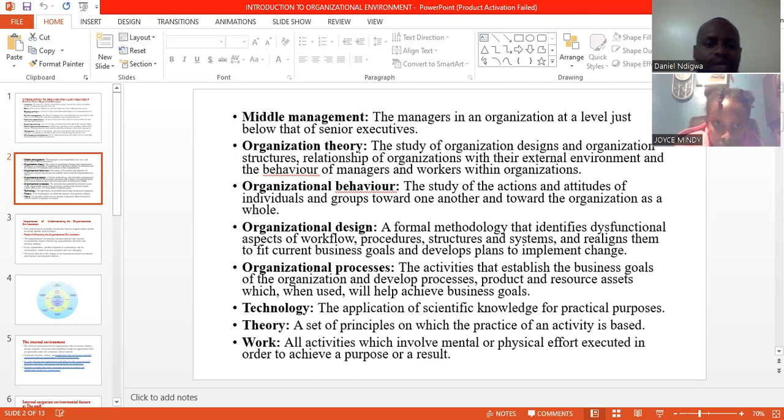Then we have organizational behavior. This is the study of the action of, and attitude of individuals and groups towards one another and towards the organization as a whole. So organizational behavior is what happens within the organization that shapes the individual behavior.